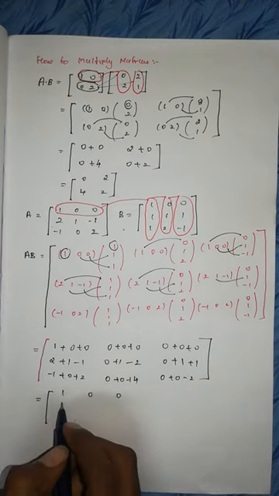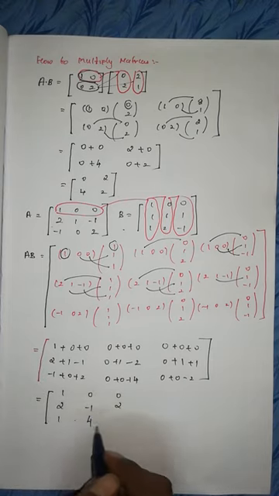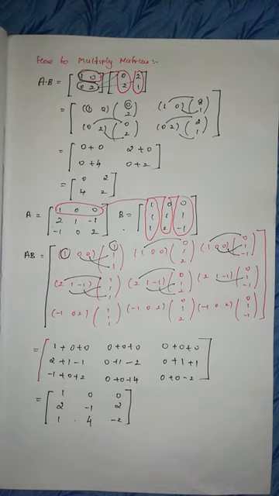So simplify. 2 plus 1 is 3, 3 minus 1 is 2, and here I have minus 1, here I have 2, 1, 4, and minus 2. So this is how to multiply matrices. So far what we are doing is we are trying to perform an algebraic operation on two matrices.